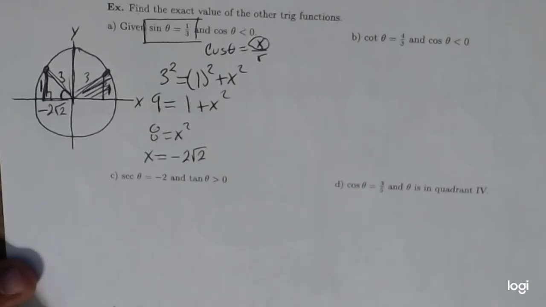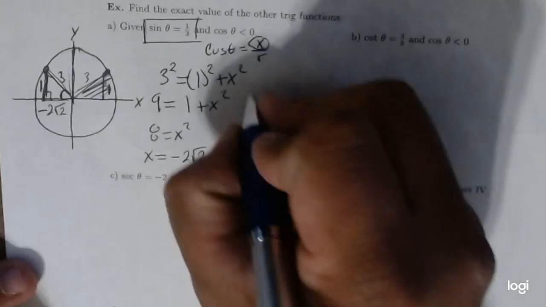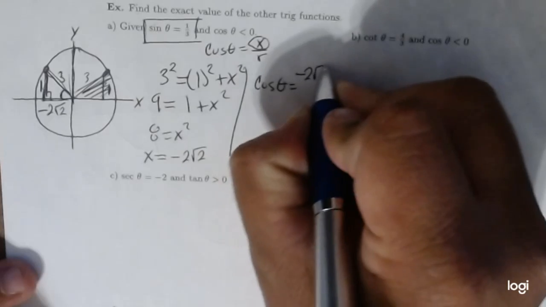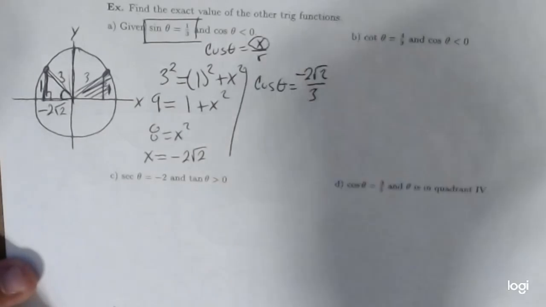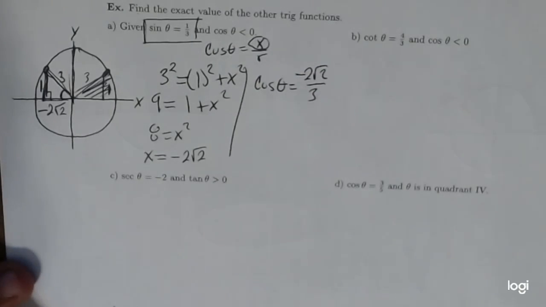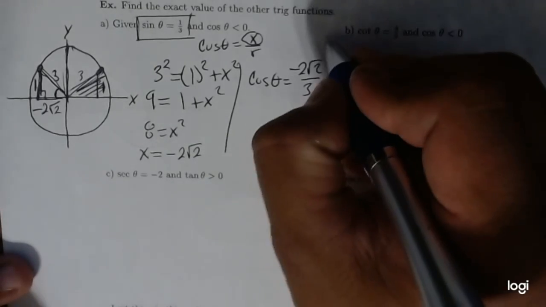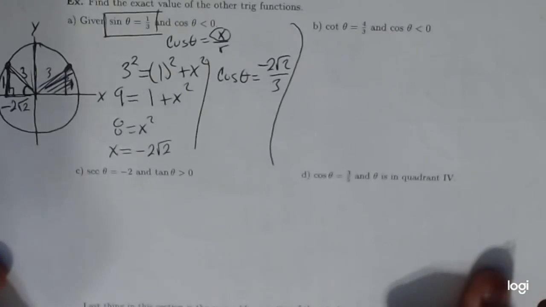Okay. And now from there, we can generate the other corresponding portions. So for instance, now cosine theta will be negative 2 radical 2 over r, which is 3, and just go down the list from there. Same thing we did in the last section. Okay, so let's try B, the same exact concept.